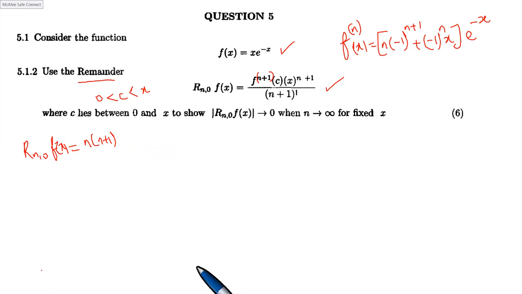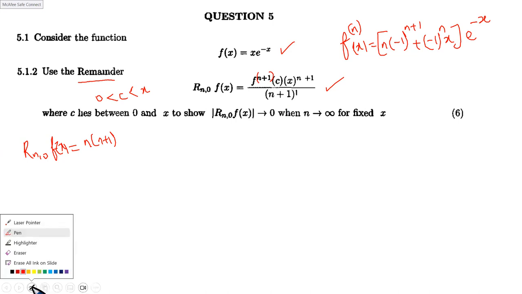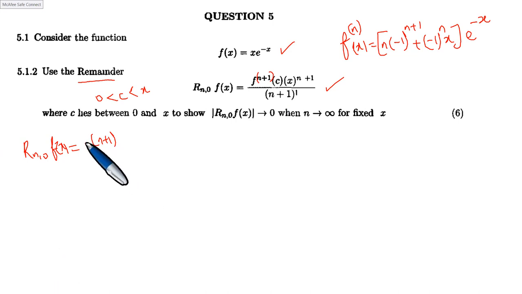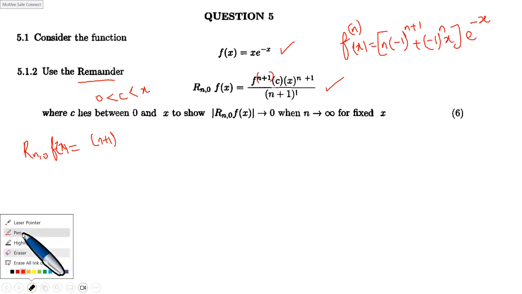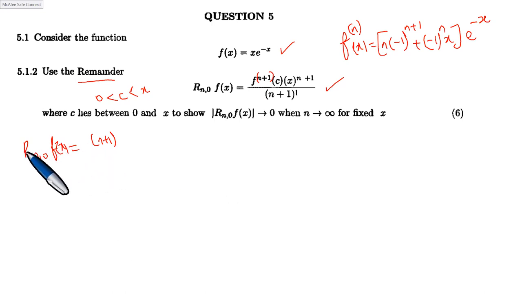what have I done here? I've written an extra n. So it must be n plus 1 minus 1. So you have n plus 1, then you have n plus 2 plus, and then you have minus 1 with the n plus 1 x.